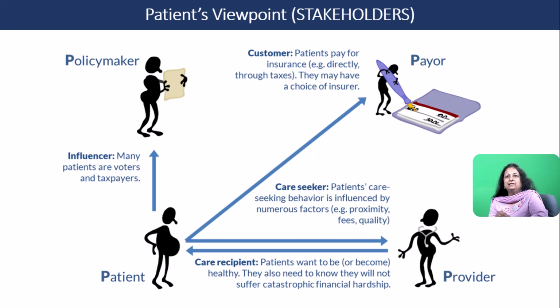So with reference to the payer, we are care seekers. Care seeking behavior is influenced by numerous factors: proximity, fees, quality, and so on. If the cost is very high, I may seek something else. I may not go through the same program. So the care seeker will also have certain health seeking behaviors, care seeking behaviors. And then with reference to the provider, I will have a two-way relationship where I'm also going to look at it as a care seeker.